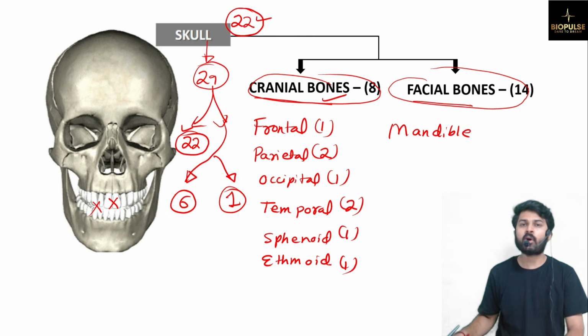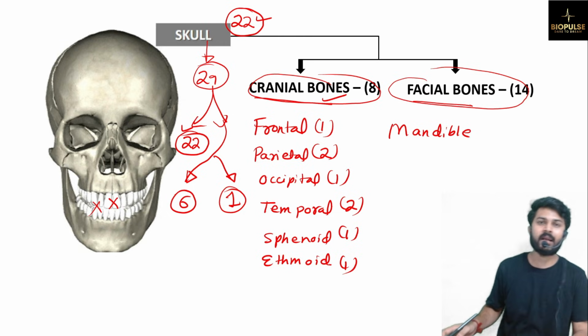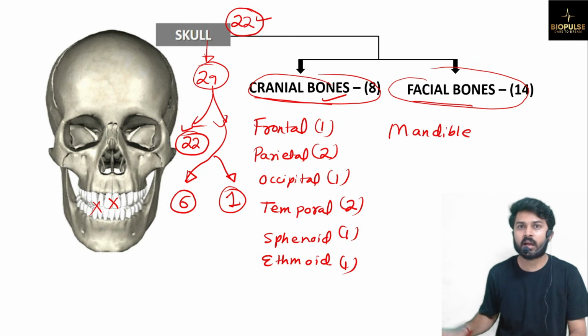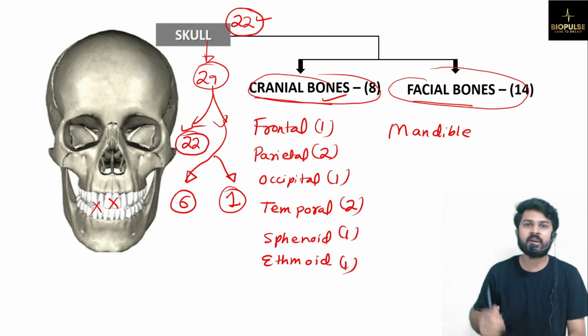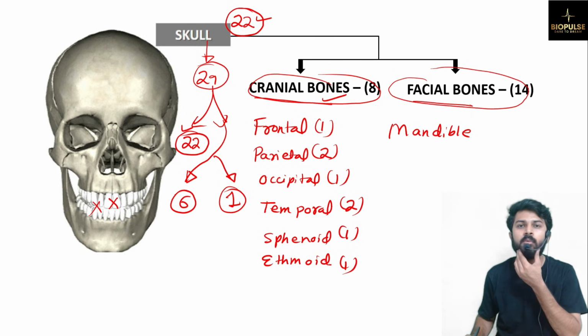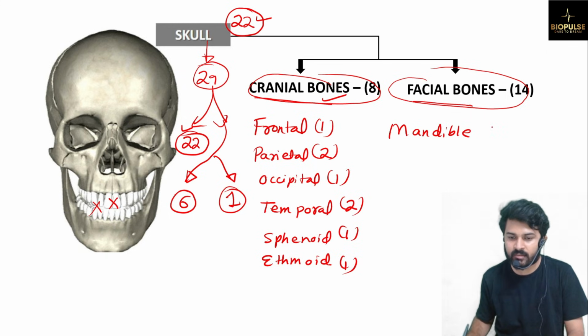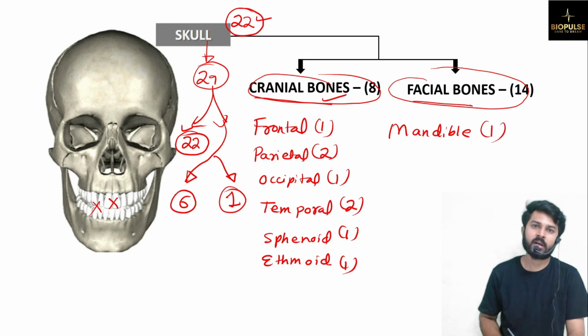If you have read about cockroach, cockroach also had mandible, but in cockroach it was paired structure and it was present on the upper side, but we will be having mandible on the lower side, and it is a movable bone and it is 1 in number.